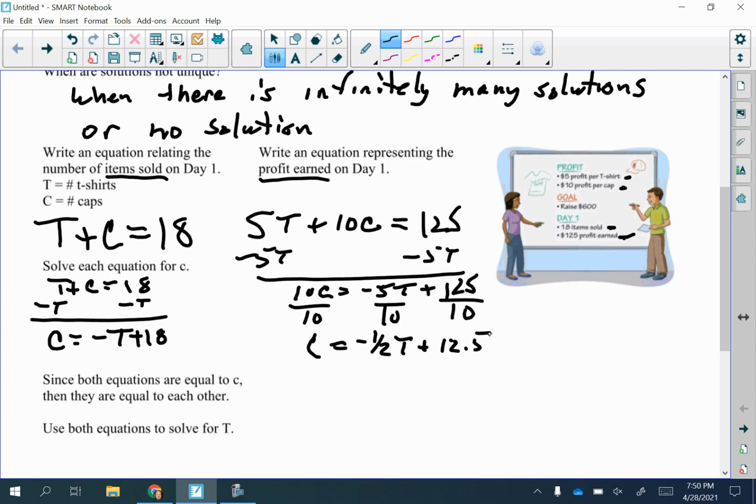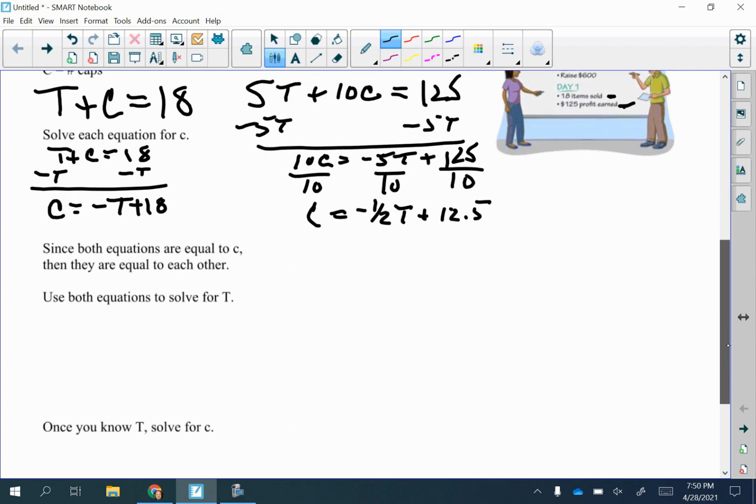Good. So it says since both equations are equal to c, they are equal to each other. So we're going to use both equations and solve for t. All right. And then once we do that, we'll figure out what c is once we solve t. So set them equal to each other. Negative t plus 18 equals negative 1/2 t plus 12.5.